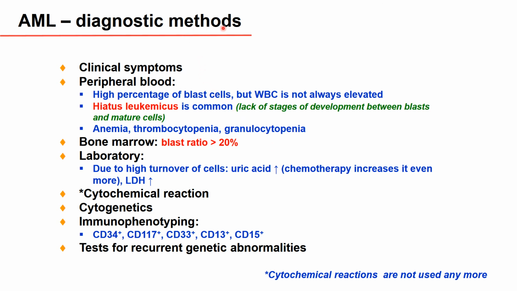Now let's see the diagnostic methods. First of all, we can look at the clinical symptoms, how fast it developed, what kind of symptoms are mentioned before, the fever, night sweat, etc. Another thing, the peripheral blood.